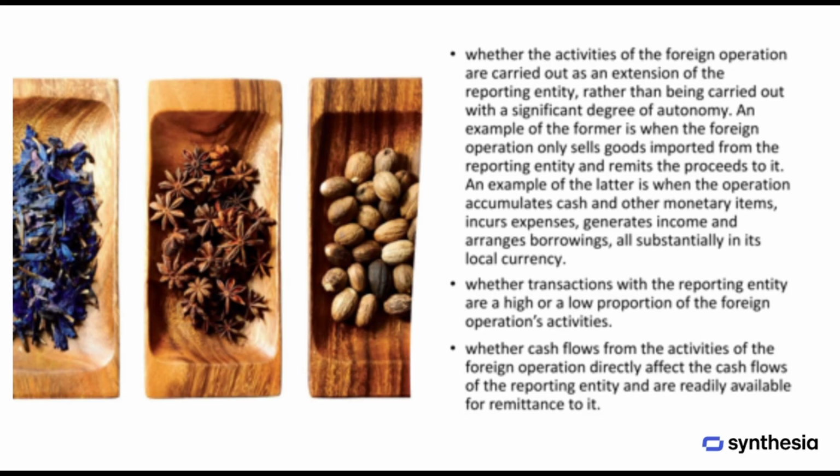To determine the functional currency of a foreign operation, it is important to consider whether its activities are carried out as an extension of the parent company or if it operates with a significant level of independence. For example, if the foreign operation mainly sells goods imported from the parent company and sends the earnings back, it is closely linked to the parent. On the other hand, if the operation manages its own cash, expenses, income, and borrowing mostly in its local currency, it acts more independently. Other factors include the extent of transactions between the foreign operation and the parent company, and whether the cash flows from the foreign operation directly impact the parent company's cash flows and are easily available for transfer.